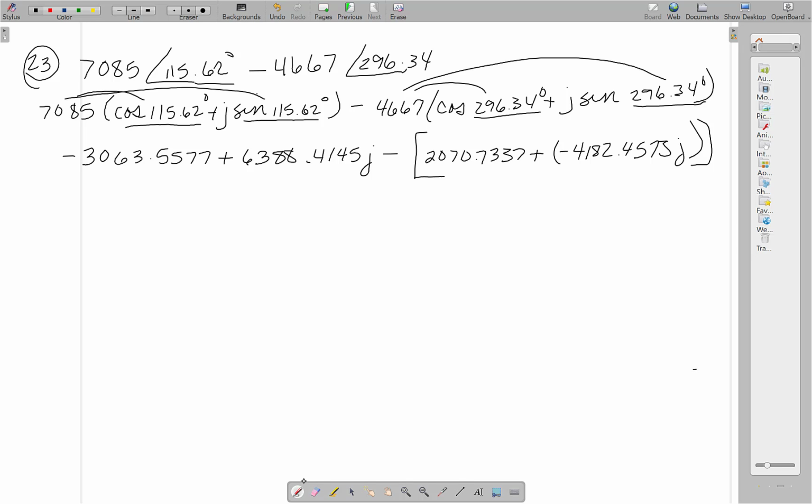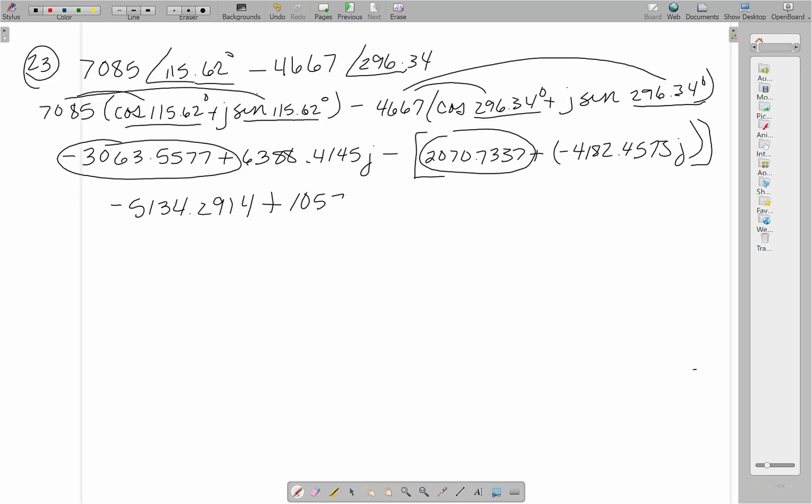You're going to add like terms, so you're going to add this one minus this one, because the minus is outside, so it's got to go to both of those, because we're doing the two real parts, and then we'll do the two imaginary parts. So you get negative 5134.2914 plus 10,570.872j. Now we have to change that to polar form. That currently is in rectangular form.